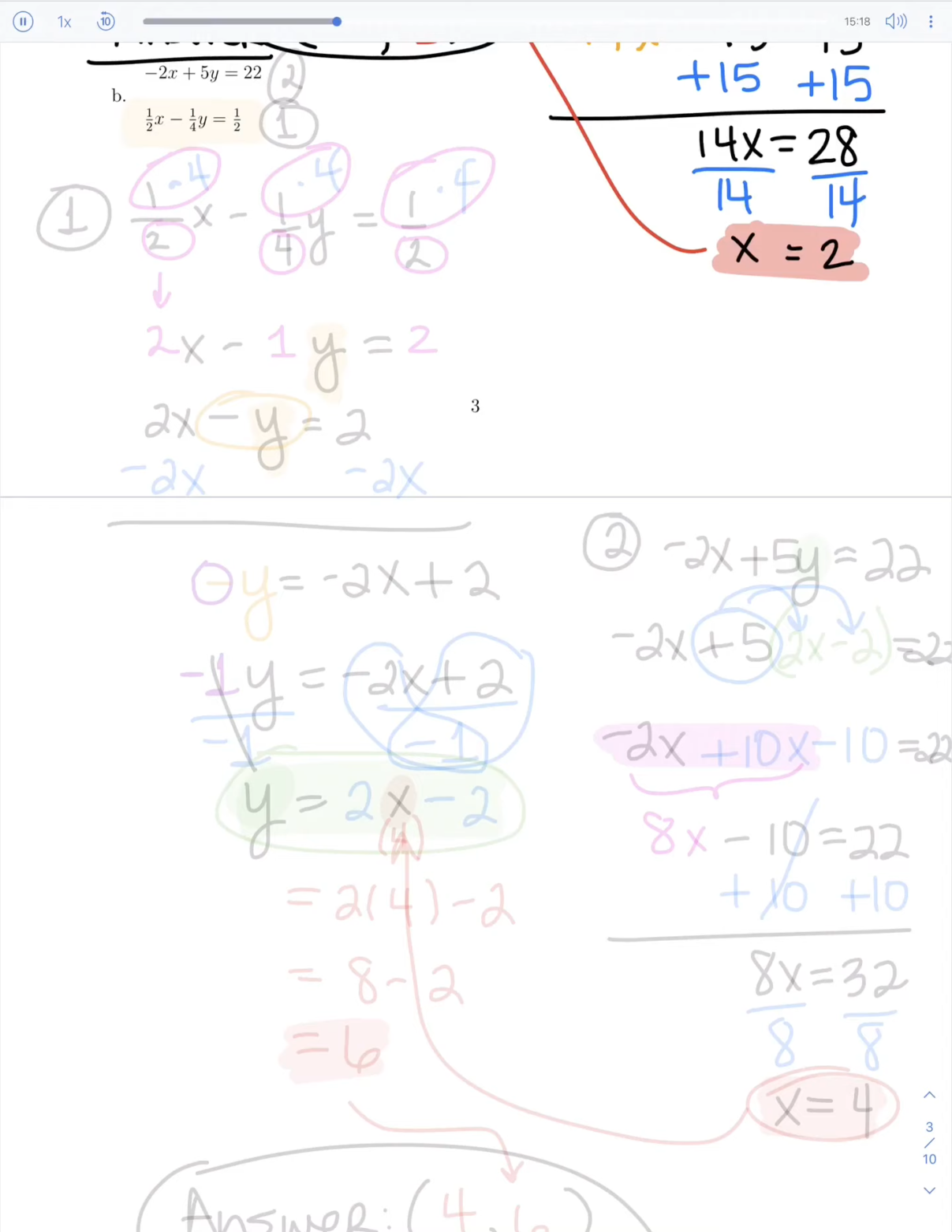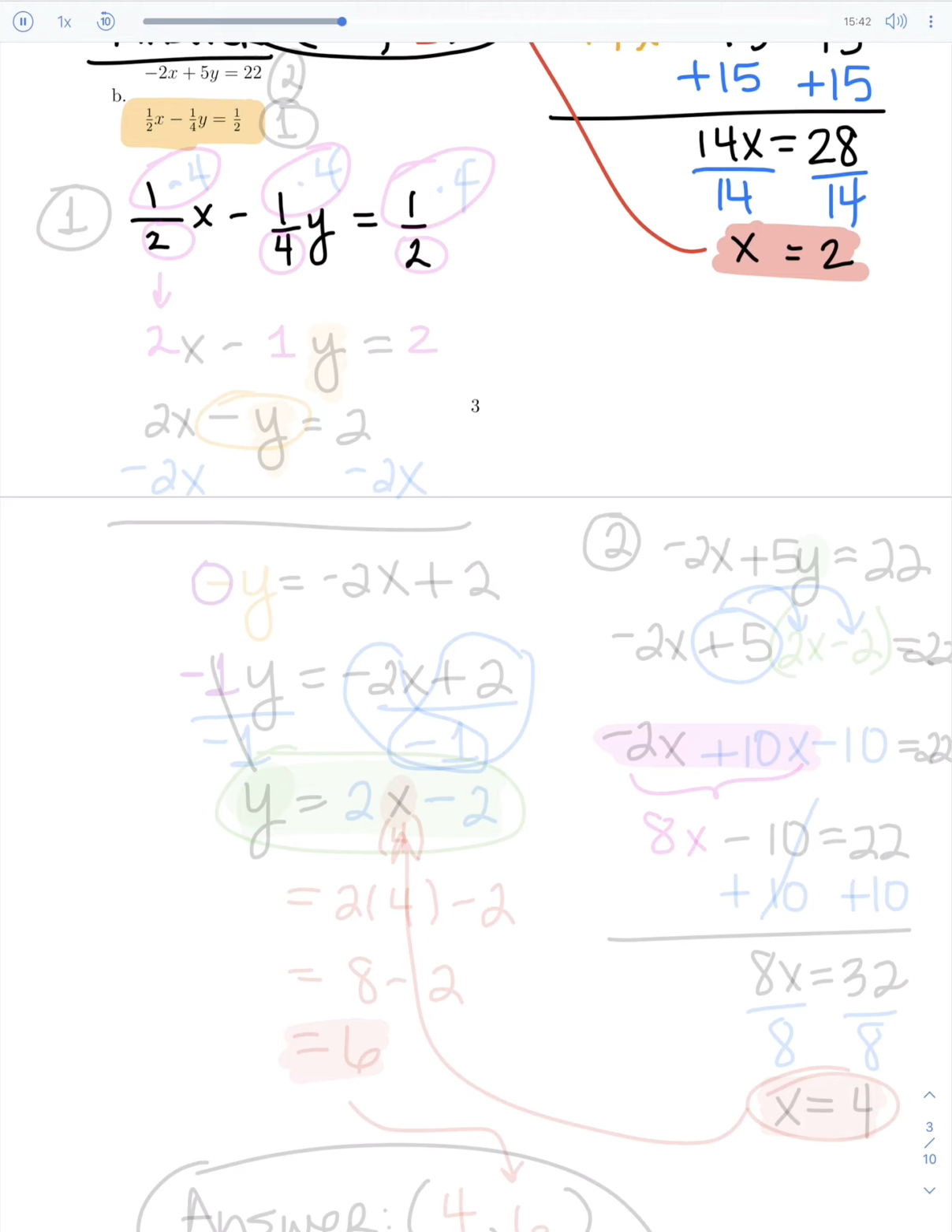Look at problem B. In problem B, I noticed something I really don't like, and I know most students won't: we've got an equation here that has a lot of fractions. So let's clear the fractions before we do anything. So we've got 1/2 x minus 1/4 y equals 1/2.